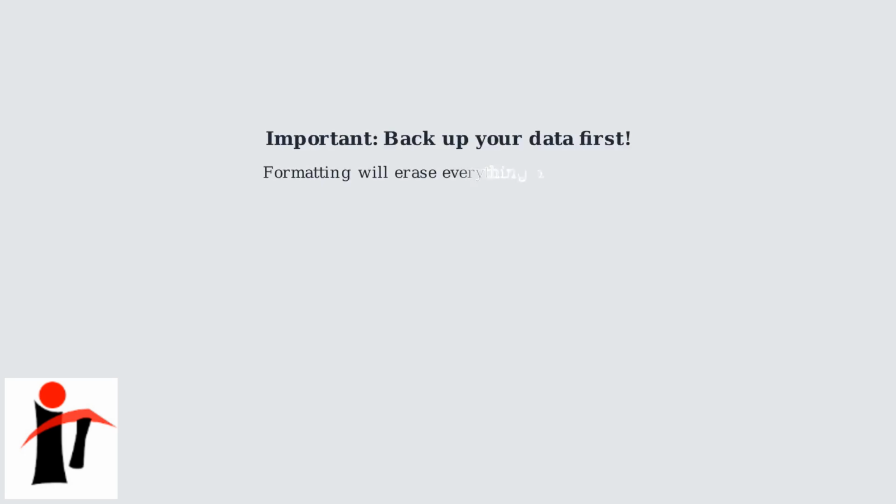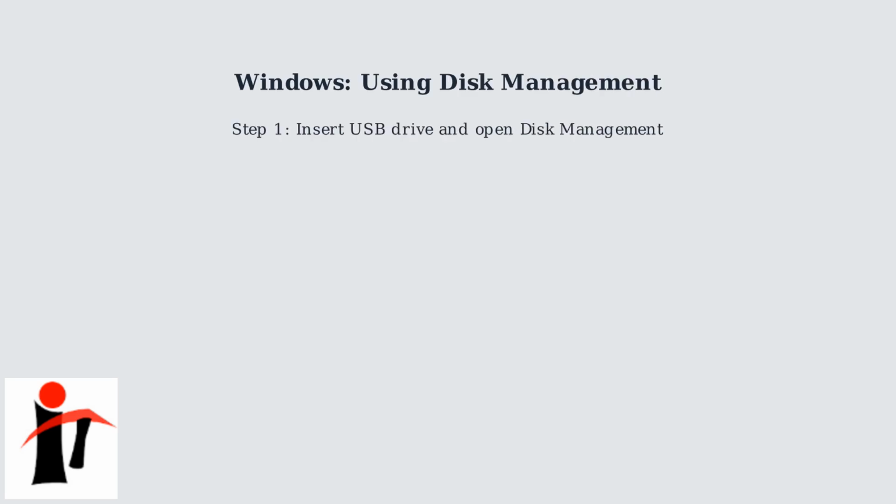Important: before formatting, back up all your data. The formatting process will erase everything on the USB drive. For Windows users, start by inserting your USB drive and opening Disk Management. Search for Create and Format Hard Disk Partitions in the Start menu. In Disk Management, locate your USB drive. It will appear as a disk with partitions. Be careful to select the correct drive to avoid formatting the wrong one. Right-click on the USB drive partition and select Format from the menu. In the Format window, choose exFAT as the file system. You can name the drive Tesla Cam here. Then click Start to Format.